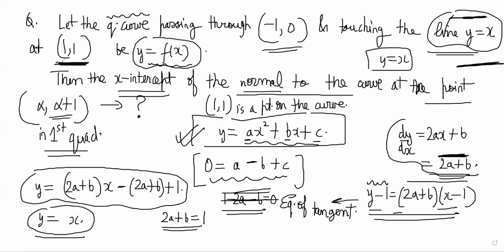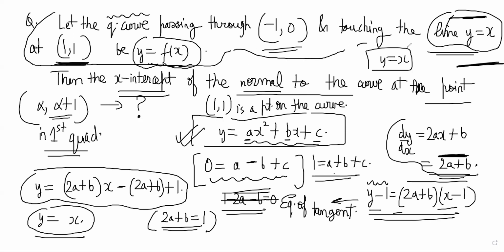Because we are drawing a tangent at 1 comma 1, obviously we know 1 is equal to a plus b plus c. Do you have three equations with three unknowns right now? So you can find the curve directly with all the information that is given in the first sentence. Nothing else is required. You don't need to start taking factors and all.